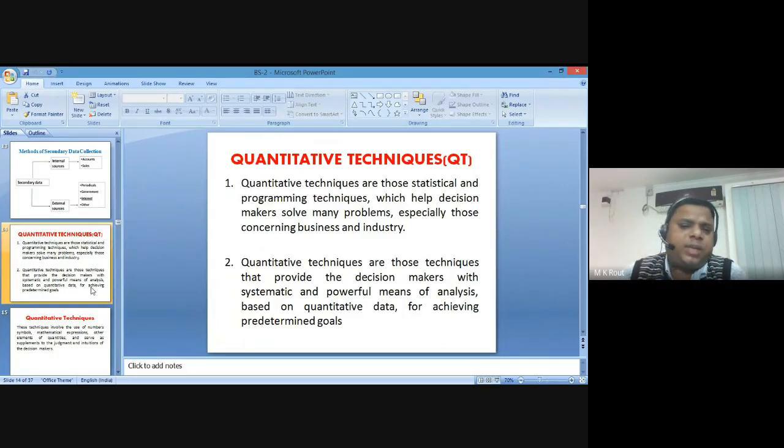So these are the most important tools basically used in business as well as industry. And by definition, quantitative techniques are those statistical and programming techniques which help decision makers solve many problems, especially those concerning business and industries.